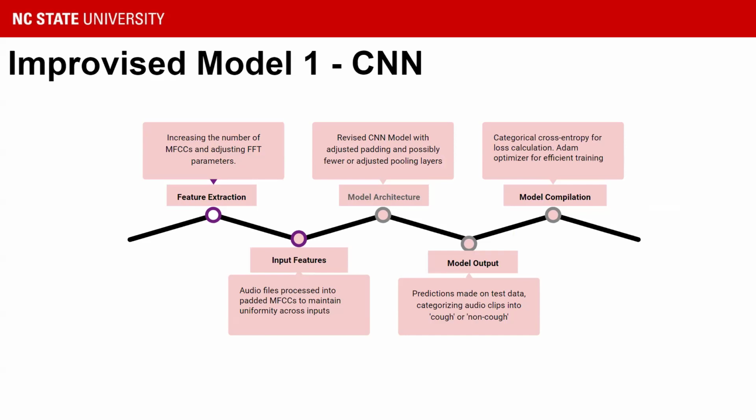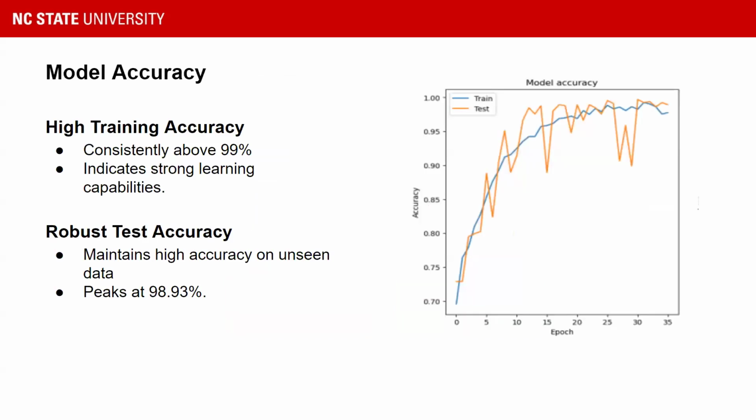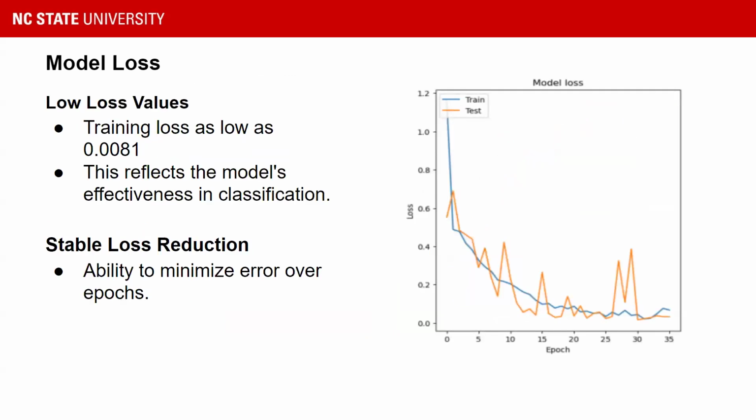We chose categorical cross entropy as the loss function and used Adam optimizer for efficient training. Finally, we had a classification of cough and non-cough audio clips on this model as well. This graph represents the accuracy graph, and we can see a higher training accuracy of almost 99% and a very robust test accuracy of 98.93%, which shows that the model performed really well on the testing data.